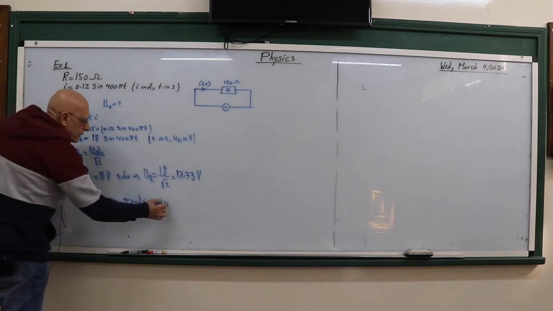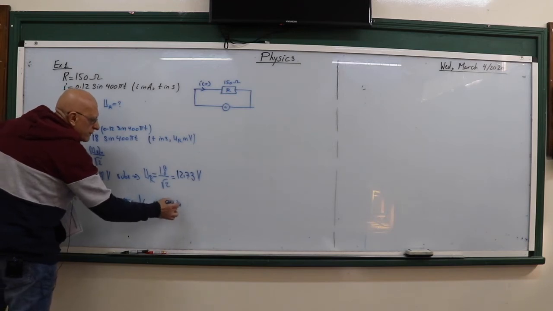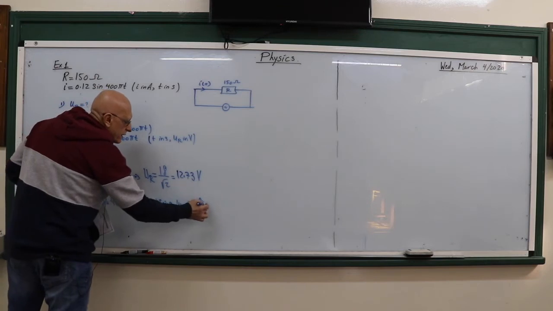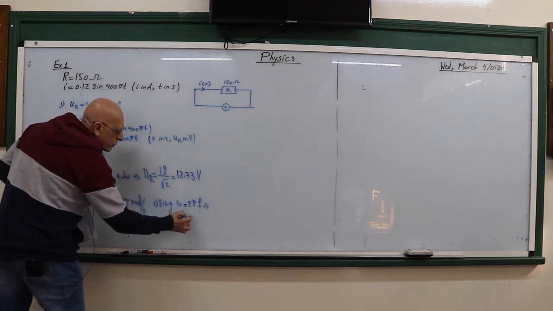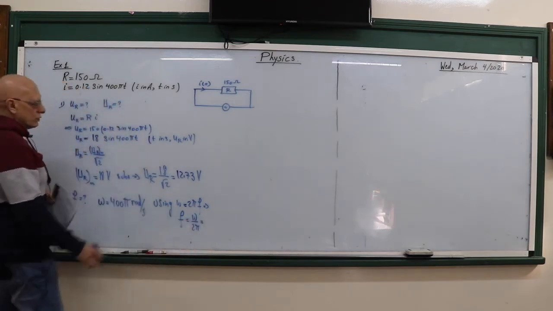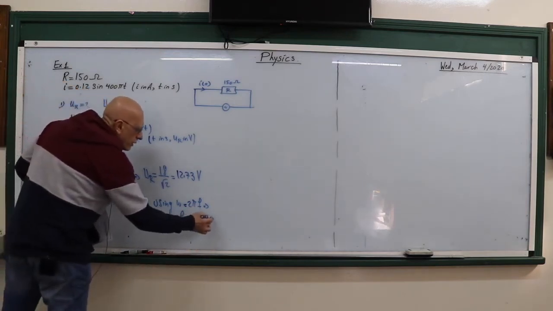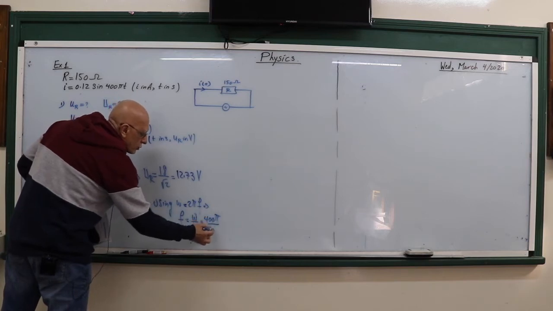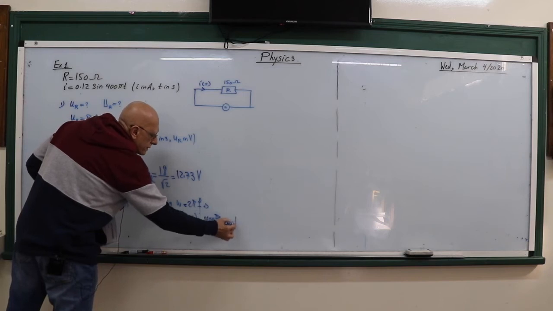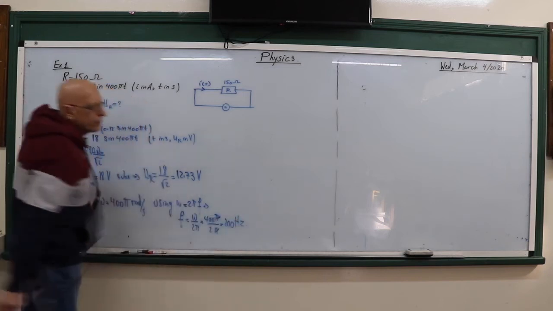Using omega equal 2 pi f, this implies f equal omega over 2 pi, which gives 400 pi over 2 pi. Pi cancels with pi, you get 200 hertz.